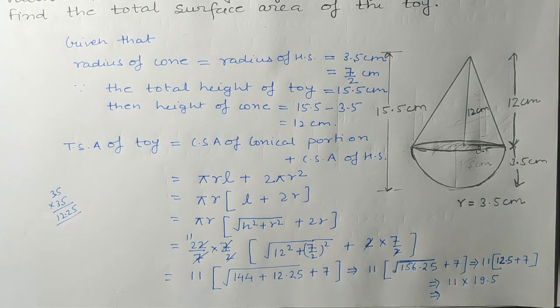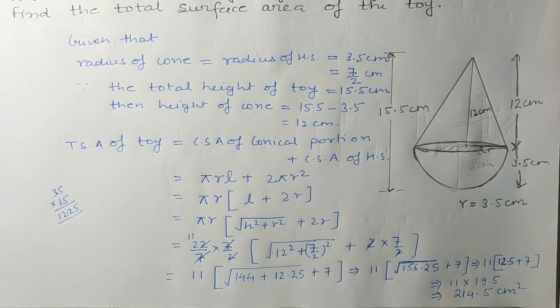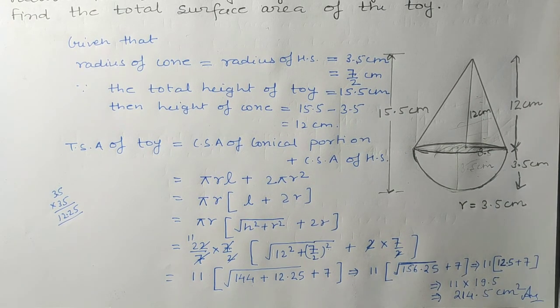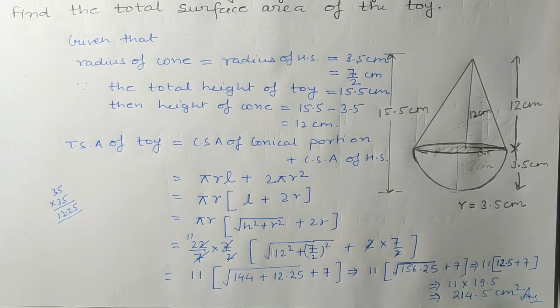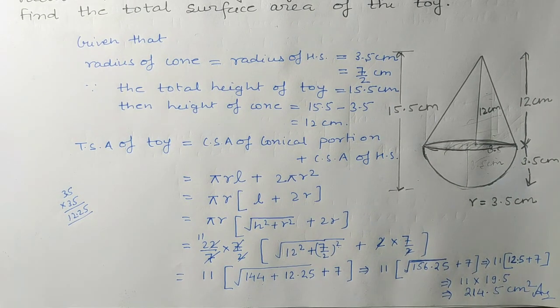So you can calculate it. 11 into 19.5, it will be 214.5 centimeter square when you calculate it. Okay, so this is the answer, students. See, concept wise this question is very easy. What is tough here? Only the calculation. Calculation is also easy if you follow a proper step.